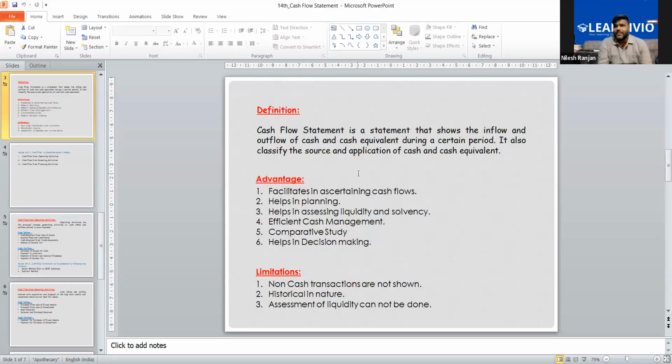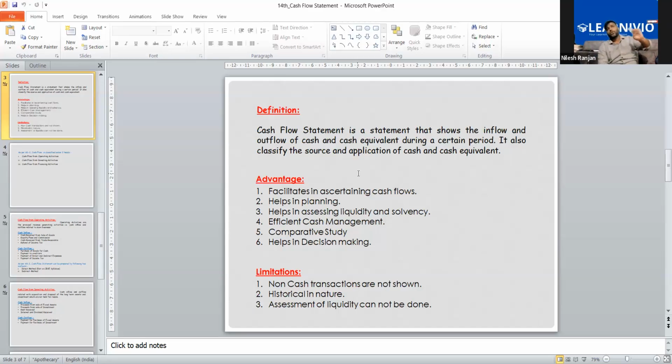So what is the effect of these inflows and outflows on the balance of cash and cash equivalent? Because there is opening cash and cash equivalent, and there is closing cash and cash equivalent. The difference between these two will never be the same, or you can say generally not the same. Sometimes it may be, but generally not the same.